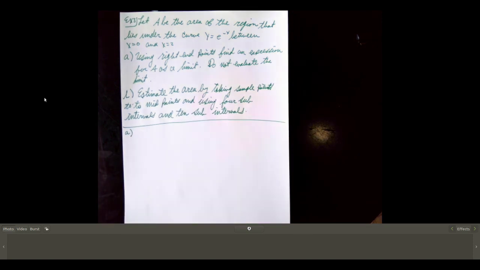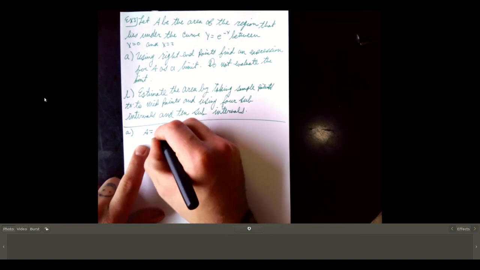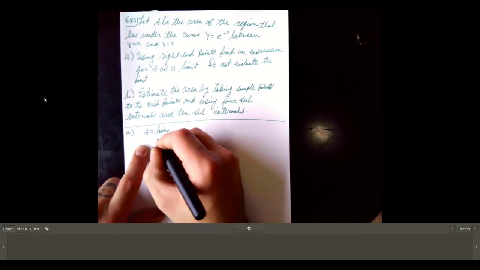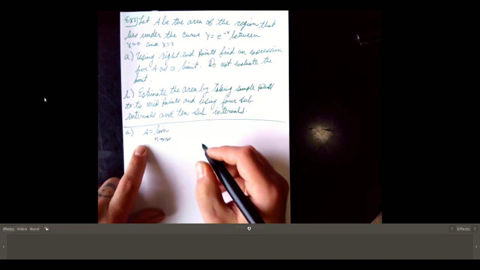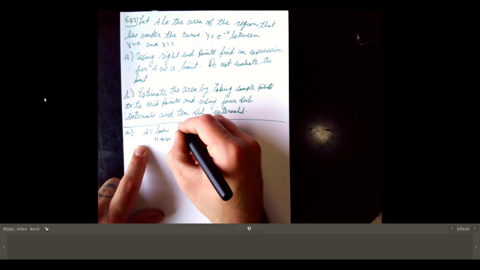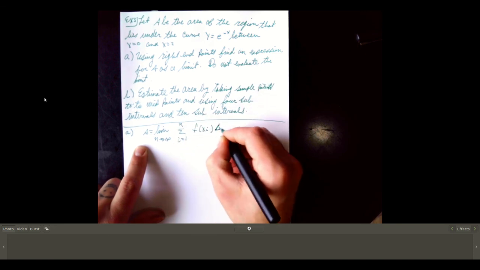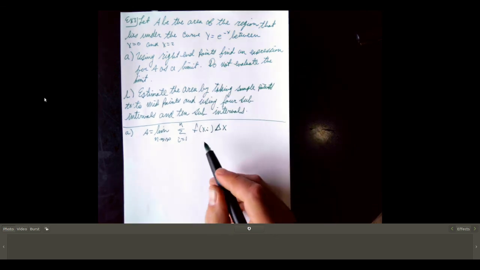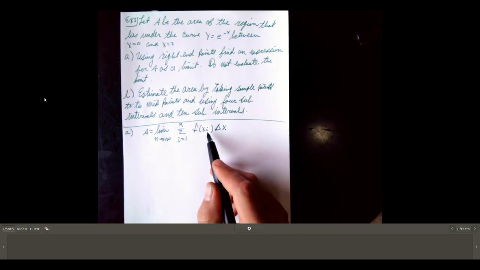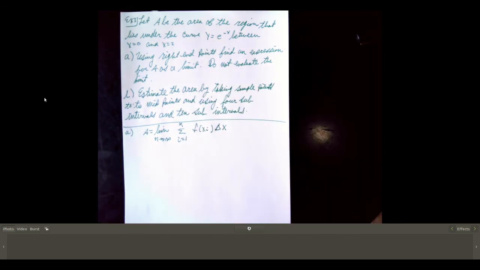Using right endpoints. What that's getting at is using that definition that I have, where A was equal to the limit as n goes off to infinity of the sum of i is equal to 1 to n of f of x sub i times delta x. And what we're looking to do is come up with, we're trying to match this with this information.